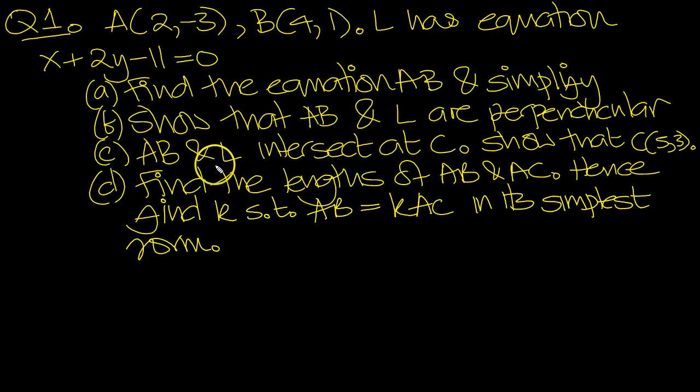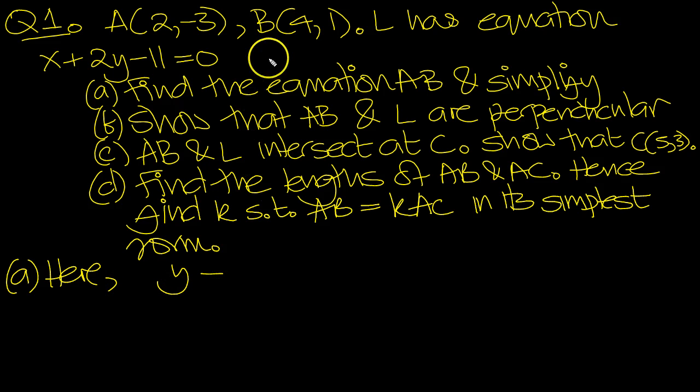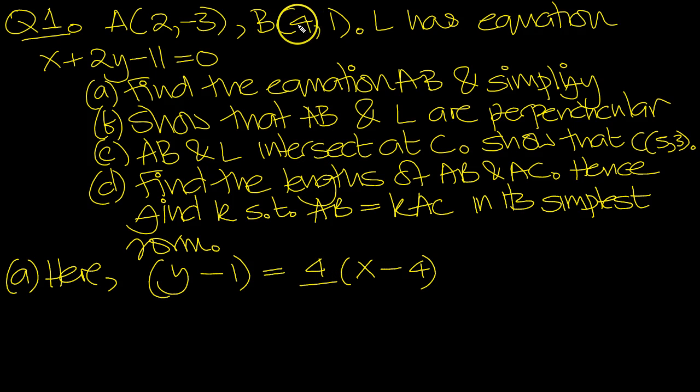I've summarized it here. So first of all, find the equation of AB. Here's A and here's B. So y minus one of these coordinates, we'll take the 1, is equal to the gradient times x minus the x value at B, 4. Now the gradient of AB: the increase in y is 1 take away minus 3, which is 1 plus 3 is 4. That's the increase in y.